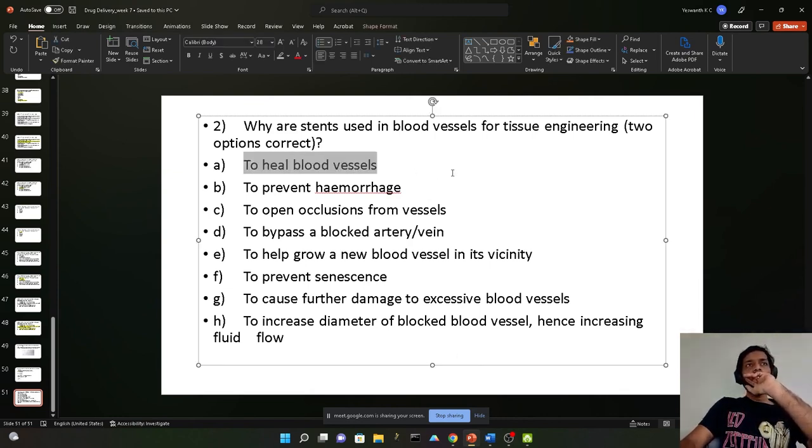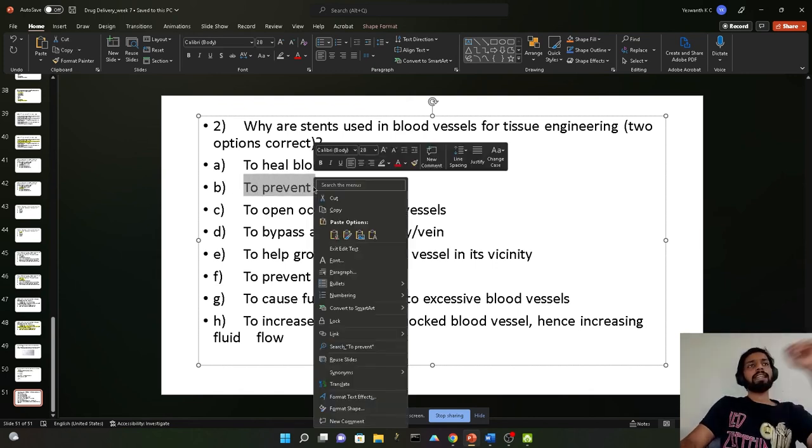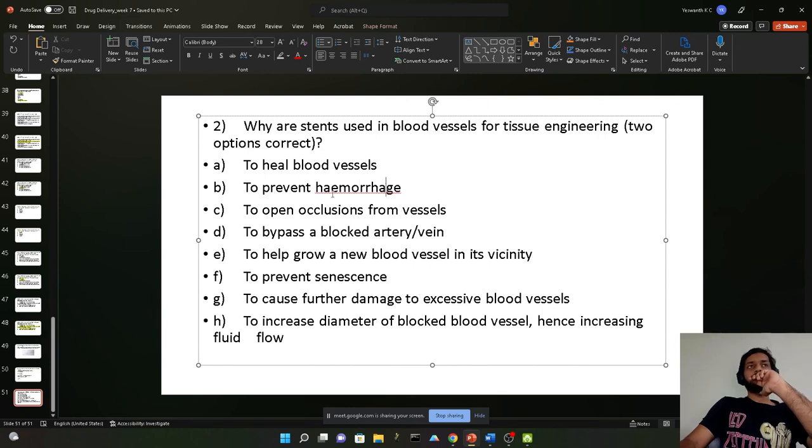So to heal blood vessels is not a correct option. We are not healing anything there. To prevent hemorrhage, no. Stents cannot prevent leakage of the blood vessels, right? So that's not a correct option. To open occlusions from vessels, if there's complete occlusion, you can't do anything, so probably no. Oh, sorry. To open occlusions from blood vessels, this could be a correct option. So let's mark it as a possible correct option.